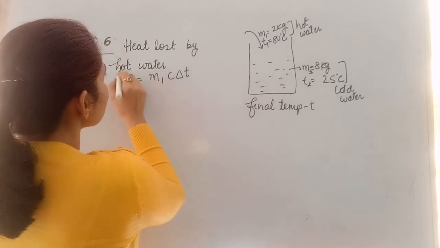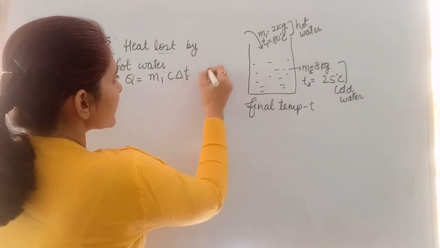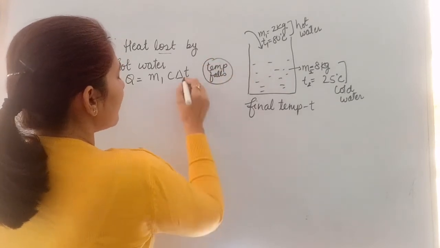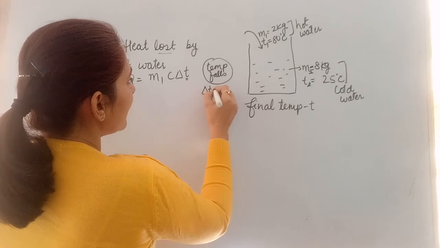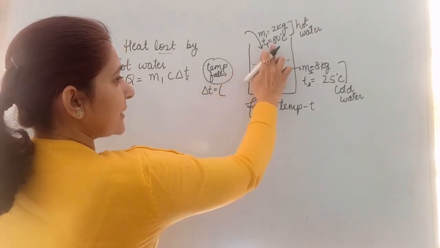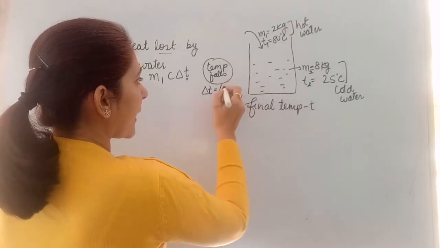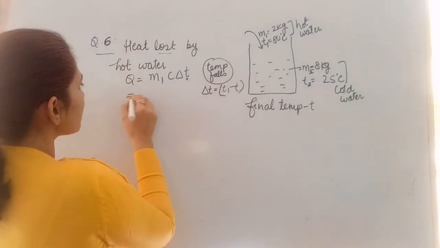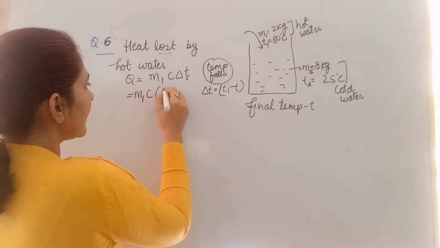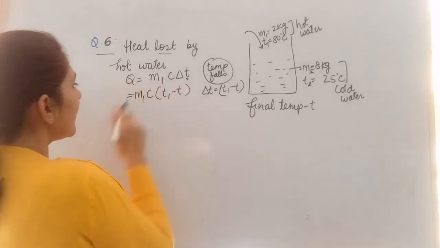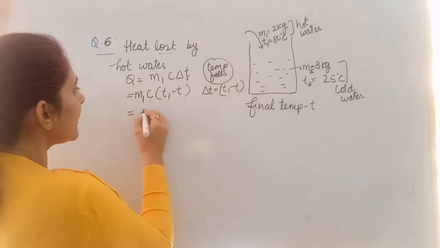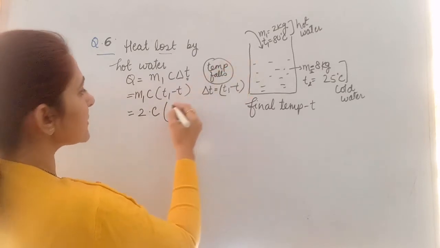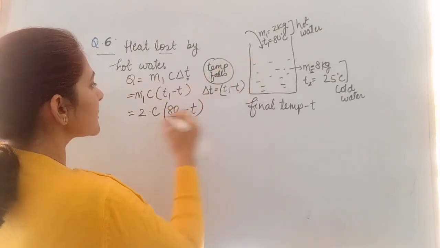Here what will happen, this is going to lose the heat. That means temperature falls. When the temperature falls, delta T will be given by, this is initial temperature, it fell and came down to T. So initial temperature, that is T1 minus T, and that we are going to substitute here. M1 C (T1 minus T). Then substitute the values here. M1 given to us is 2, let it be C, and this is T1. T1 is 80 and final temperature is T.